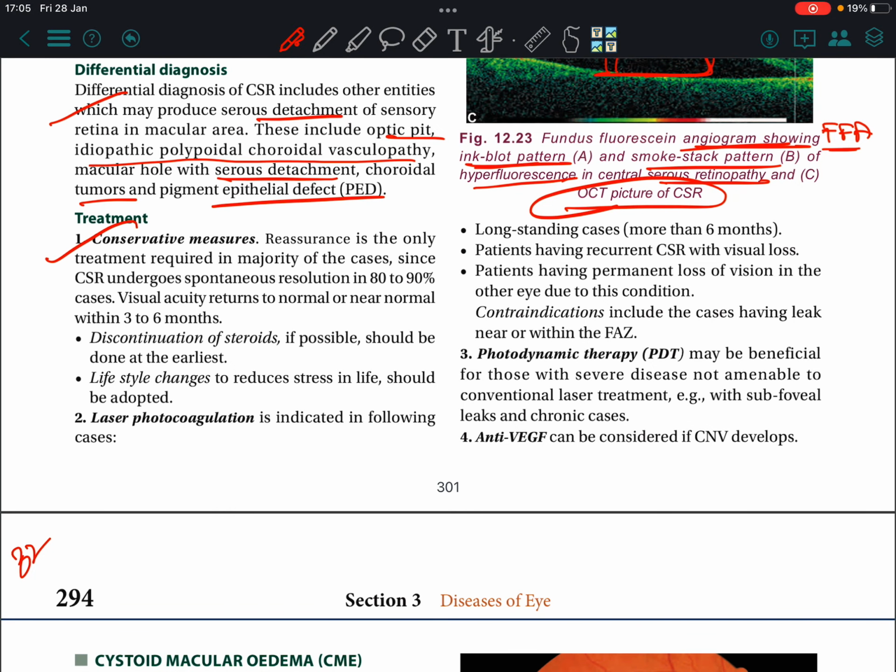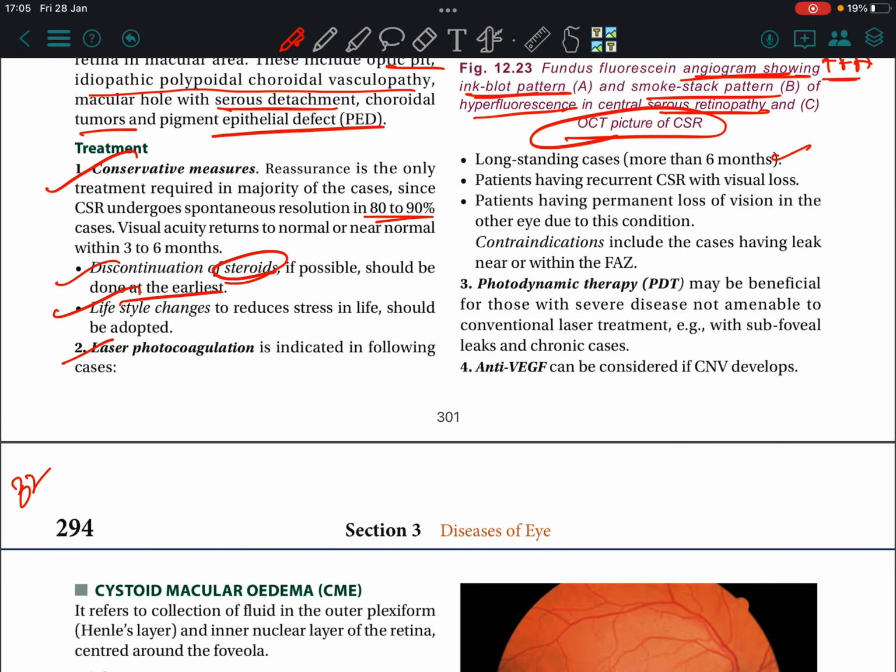Treatment: conservative. Discontinuation of steroids, if possible, should be done at the earliest. Lifestyle changes. Laser photocoagulation is indicated in long-standing cases of more than 6 months, patients having recurrent CSR with visual loss, and patients having permanent loss of vision in the other eye.